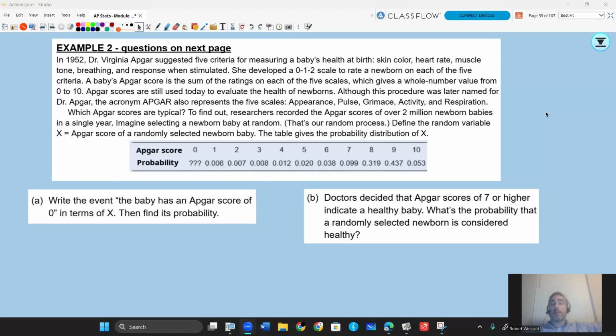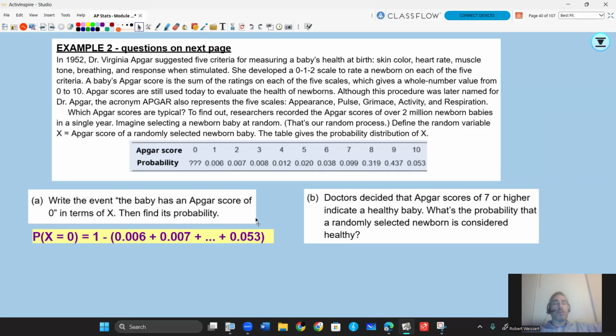A, write the event the baby has an APGAR score of 0 in terms of x, then find its probability. Well, since x is the name of our variable, we would say P(x = 0), and then we would do 1 minus all of the other numbers added. Notice I didn't write them all out, because there's 10 other numbers there, and that's too long to write. So use the ... abbreviation, between maybe your second and last number. Save yourself a little bit of room. You do have to show work, but be smart about it.